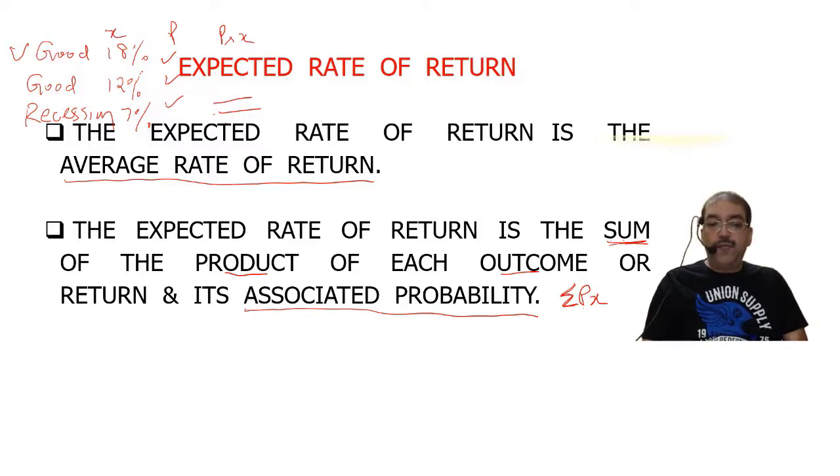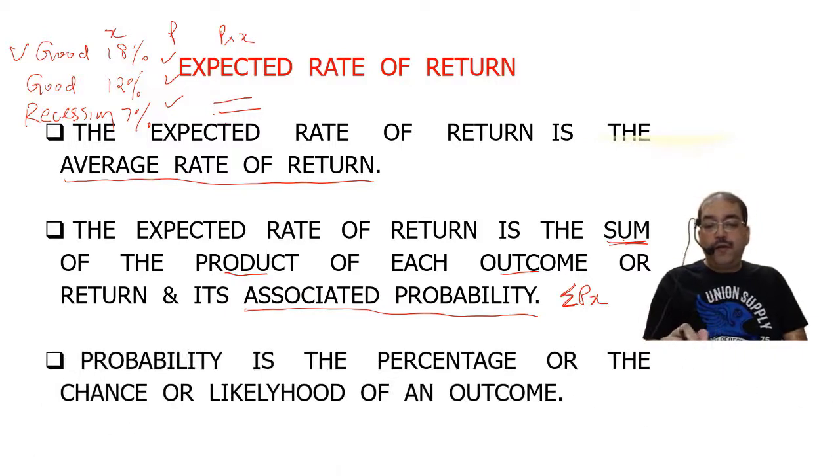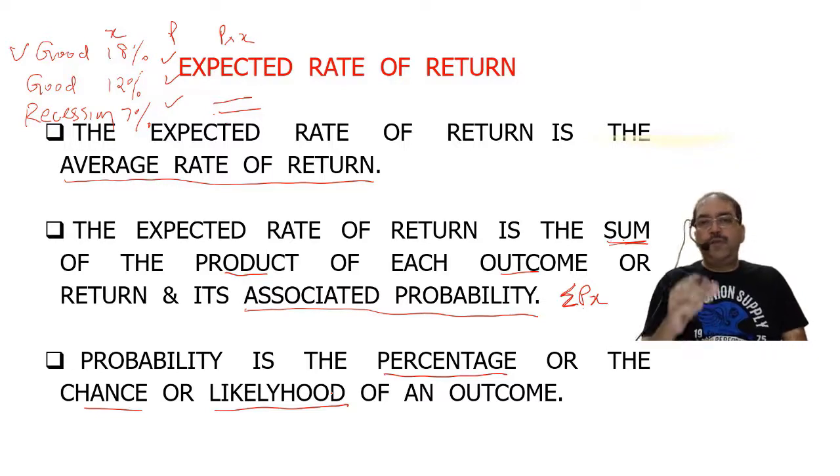Then the next thing that I'm going to say: probability is what? It is a percentage or the chance. What is probability? It is the possibility, percentage, chance or likelihood of the expected returns that I'm going to have. Now I'll put up a table to show you what is actually going to happen, and then we will solve the example and come to the conclusion. So we'll take a small example.